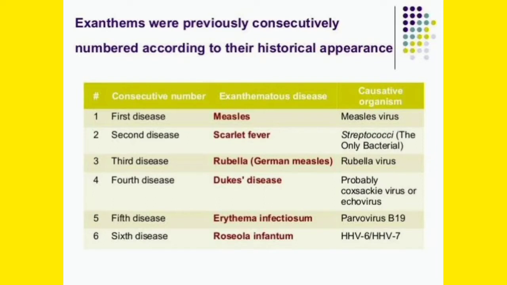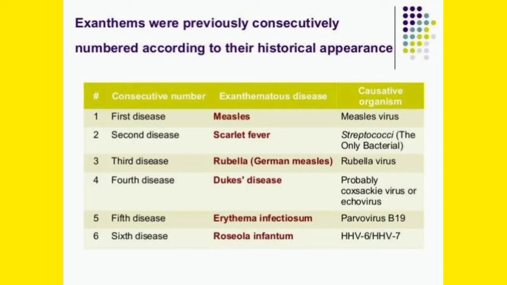Next is rubella. Next is Duke's disease. What is the number of letters in Duke? D-U-K-E, Duke. So fourth disease means 4 letters. After rubella it is Duke disease. So 1 2 3, that is rub, R-U-B, third disease. Duke, D-U-K-E, 4, that means fourth disease.